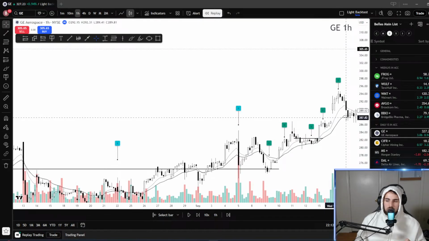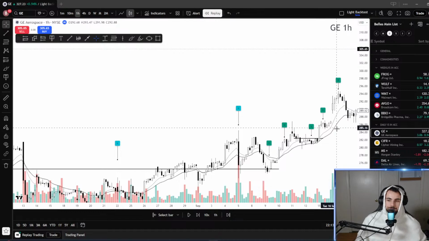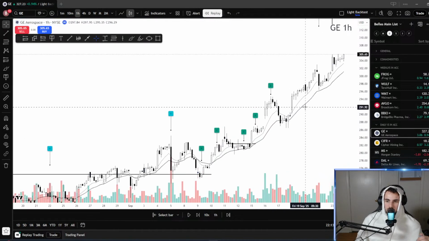And I'm looking to provide consistent replication of, sorry, let me try that one more time. Consistent visual demonstrations of what I look for every single time I take a trade. That's what I'm looking for. So I wouldn't actually look for an entry here.